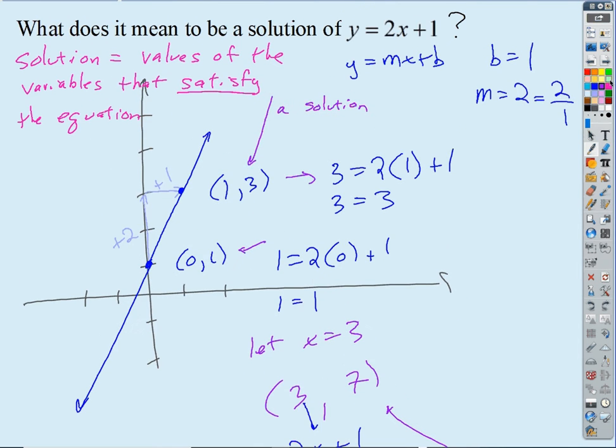And I guarantee if we extended this line up there, it would go through the point (3, 7). That's another solution. Okay, make sense? So that's what it means to be a solution, right, to an equation.